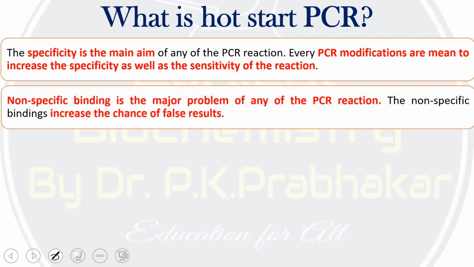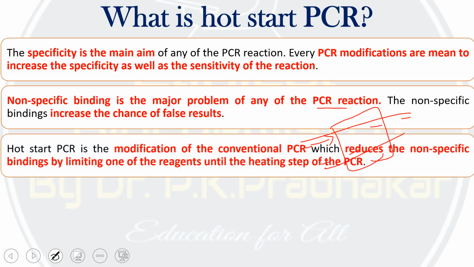Whenever we are doing a normal conventional PCR, non-specific binding of the primer to the DNA is the major problem, because it extends undesired DNA. Like this is my DNA, and this is my target DNA. Normally we want this portion of DNA to be extended, but if the primer binds outside the target, then this portion of DNA will also be amplified. That is called non-specific binding, and it is the major problem in any PCR reaction. Non-specific binding increases the chance of a false result.